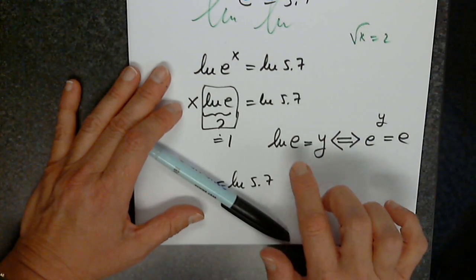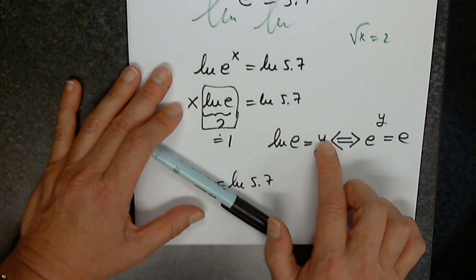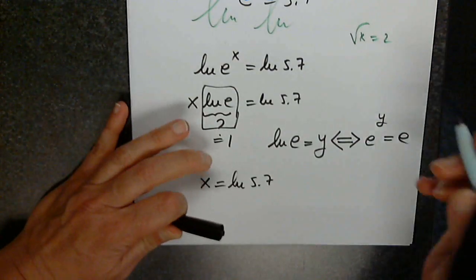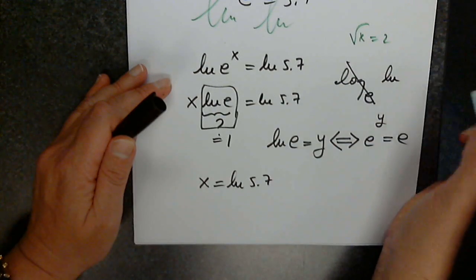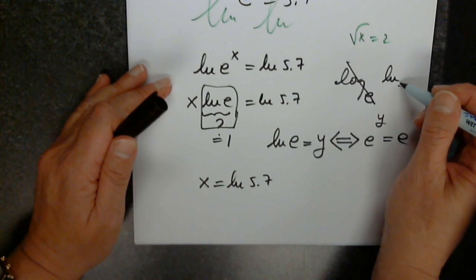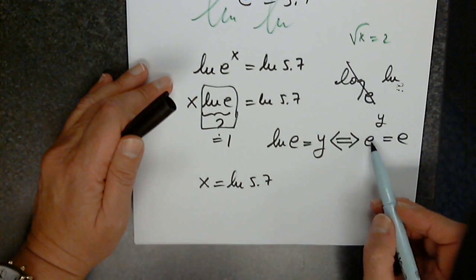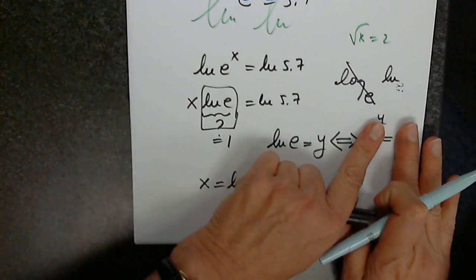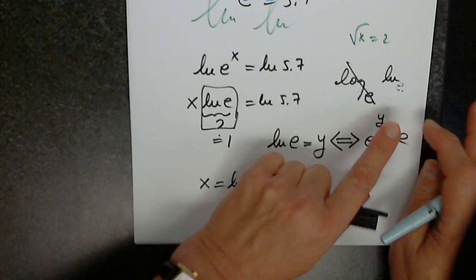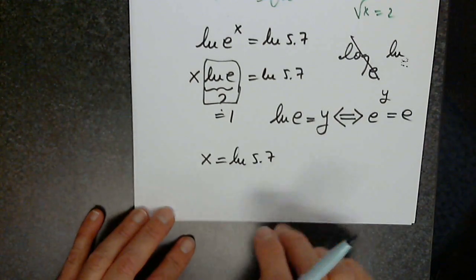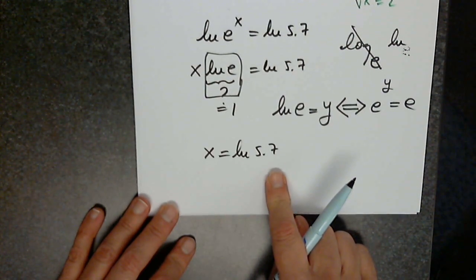I don't know. But I know that natural log e equals y means e raised to y equals e. Instead of writing log base e, which would have been easier, we write natural log, which assumes that the base is e. Therefore, e raised to y equals e. And now two numbers are equal and they have the same base. So therefore, y must be 1. So this number is 1. Therefore, x times 1 is x equals natural log 5.7. Any questions?